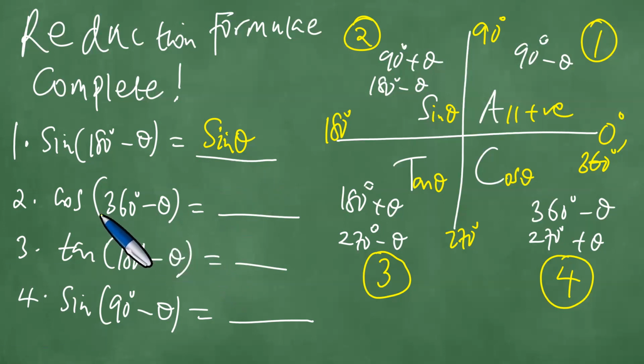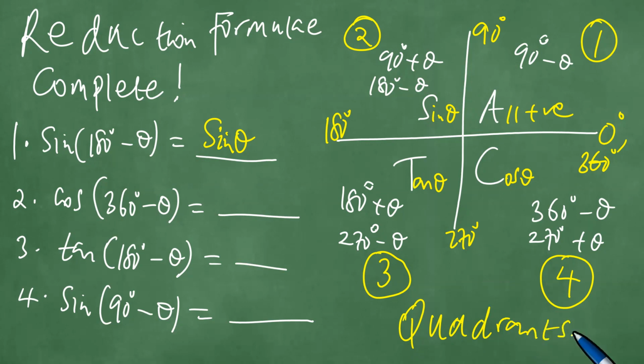Okay, now to find the answer to 360 minus theta, you need to memorize this CAST diagram. At the 360 degree ray, you want to go back towards 270, you say 360 minus theta, and that puts you in quadrant 4. In the fourth quadrant, cosine is the only one that is positive. So the answer is just going to be positive cosine. You just copy cosine and the theta.